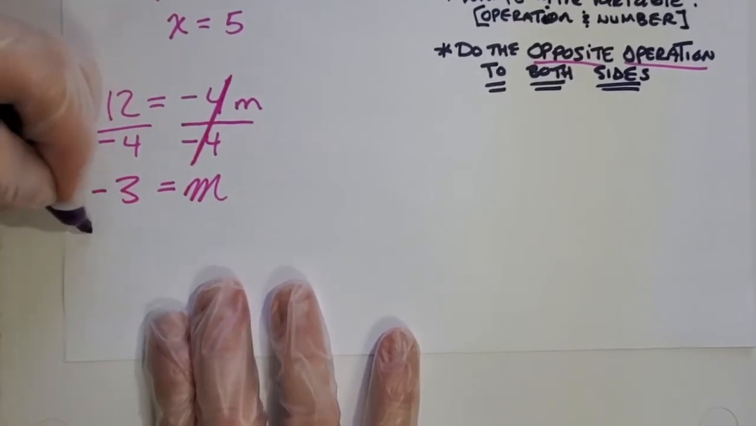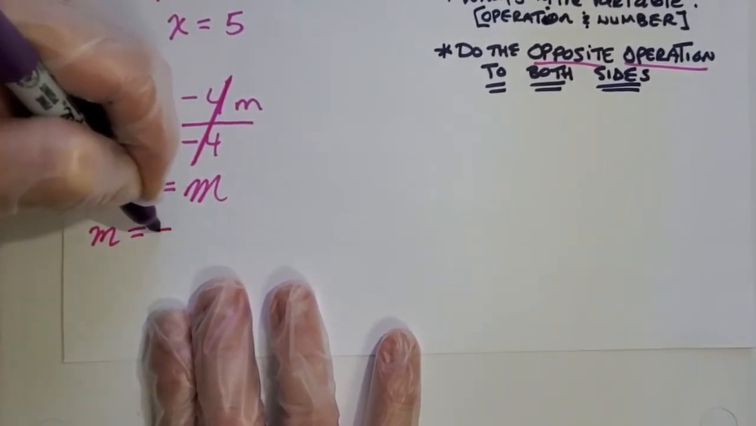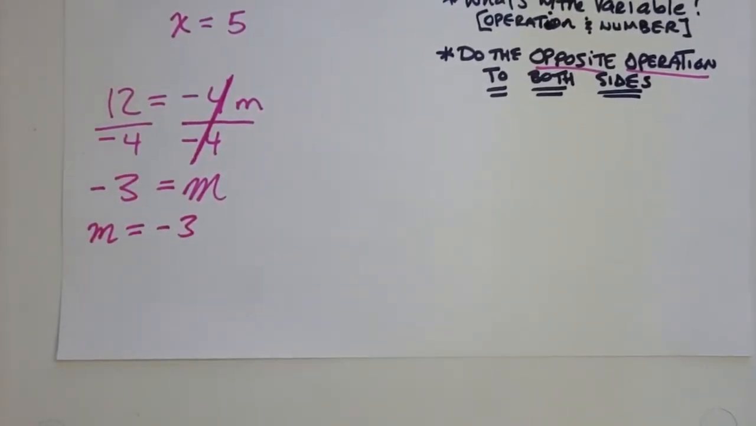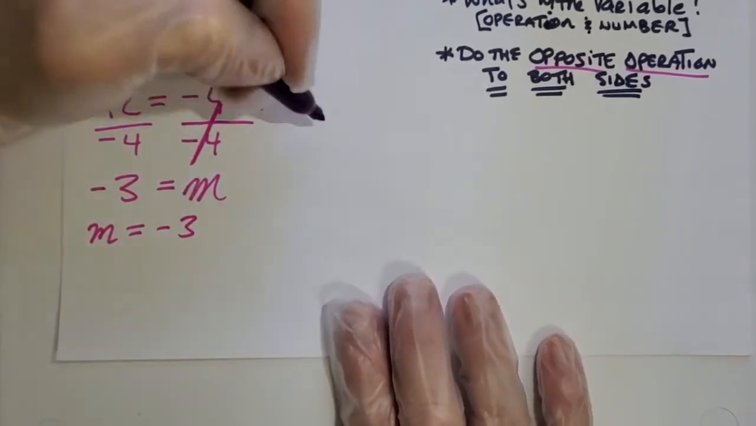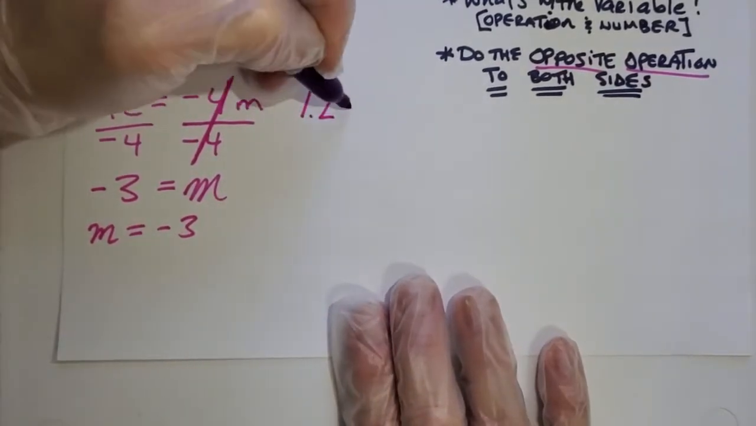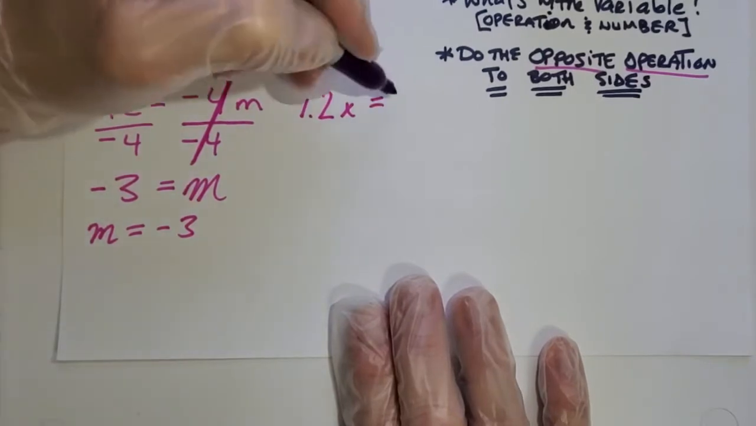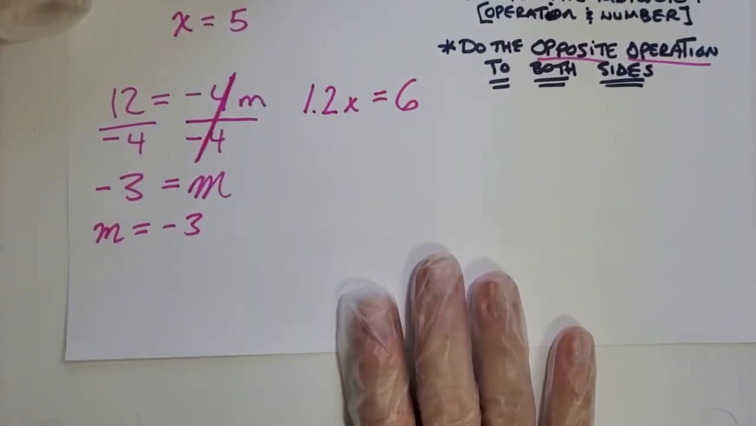You could leave it like this, or you can switch it around. It doesn't matter. Very nice. Let's go with decimals. Oh golly gee, Mr. Whaley, does this work with decimals? Of course it does, silly.